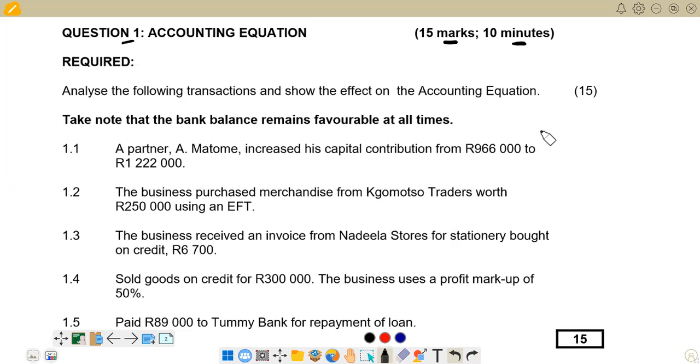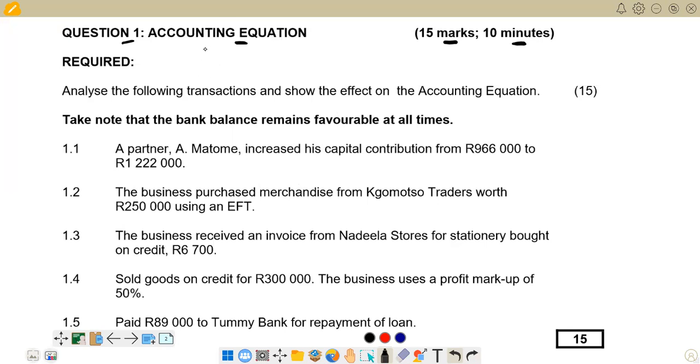Remember, every transaction has a double effect. That is, 2 accounts are going to be affected. Then we see if there is an increase or a decrease in each and every component of the accounting equation. The accounting equation is the foundation of double entry. Double entry is formulated from the accounting equation, and the effect of double entry on the accounting equation should not affect the 2 sides of the accounting equation.